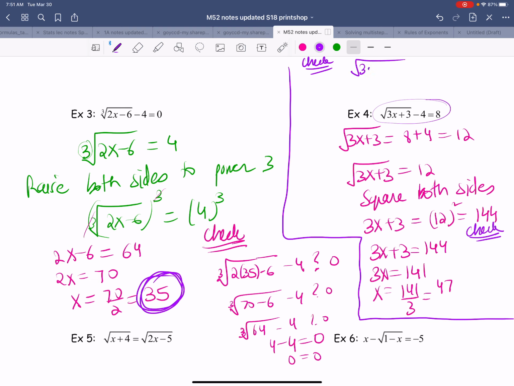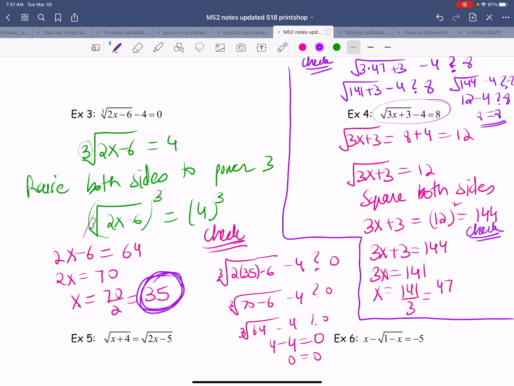So square root of 3 times 47 plus 3 minus 4, is that equal to 8? Well, I'm not sure. 3 times 47 is 141. 141 plus 3 minus 4, is that equal to 8? Well, not sure yet. So I have square root of 144 minus 4, is that equal to 8? Square root of 144 is 12, minus 4, is that equal to 8?